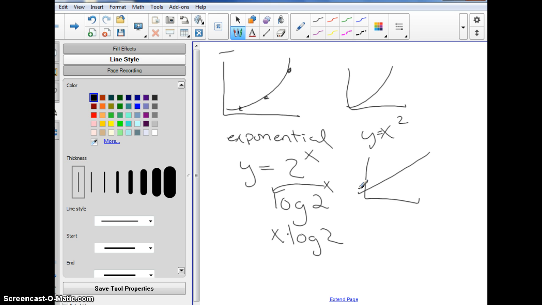We're going to go back to Fathom, and we're going to try logging our output to see if it makes it go straight. If it did, then we can assume that the original data was exponential to begin with, because the variable would come out front. Let's see what happens.